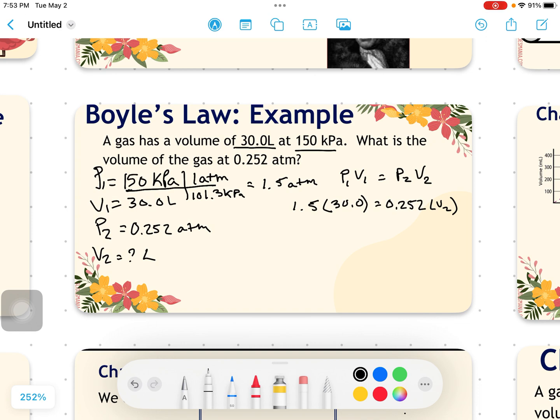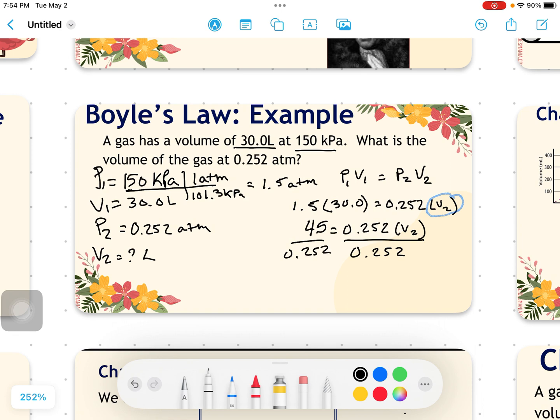Okay, so this is just a normal algebraic equation, and we need to rearrange it so that our volume here is all on its own. What I'm going to do first is multiply my 1.5 by 30 just to get that out of the way. So 1.5 times 30 is 45. So 45 equals 0.252 times my volume 2, and again, you can write that as X. I want to get that volume 2 on its own, so I'm going to divide by my 0.252 on both sides.